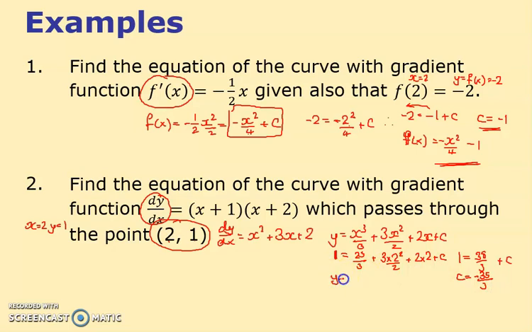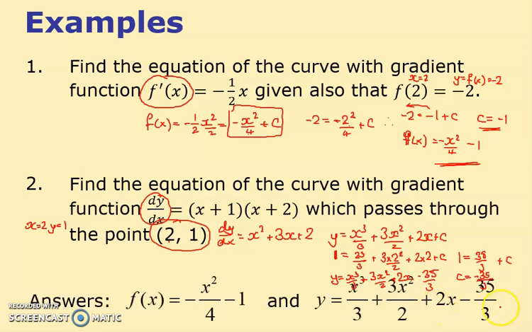And therefore my equation is y equals x cubed over 3 plus 3x squared over 2 plus 2x. And again it's a minus 35 over 3. Let's see if my answer agreed to that. Yes, it did. Minus 35 over 3.